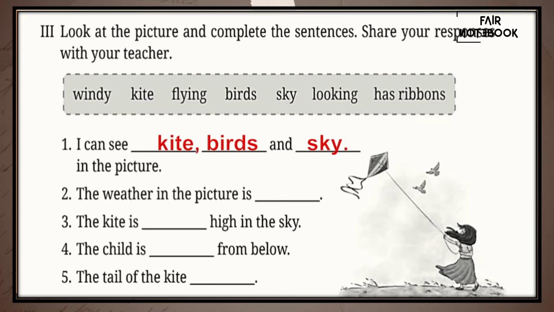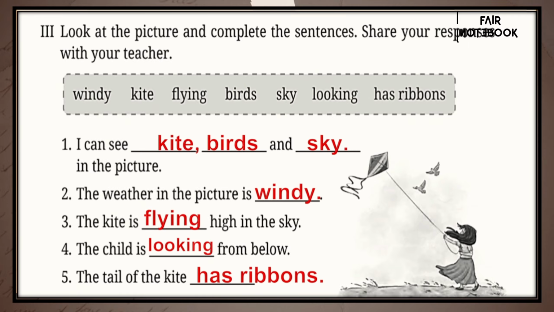Second, the weather in the picture is windy. Third, the kite is flying high in the sky. Fourth, the child is looking from below. Fifth, the tail of the kite has ribbons.